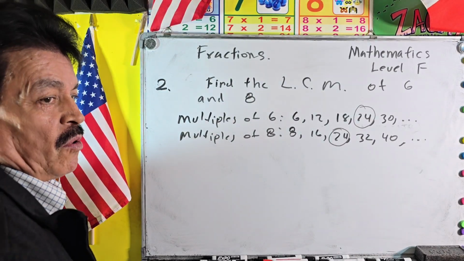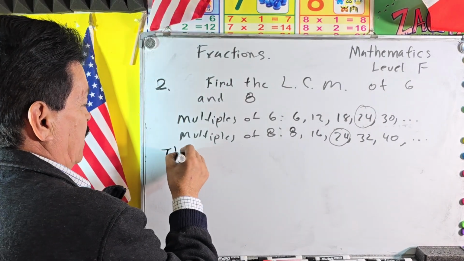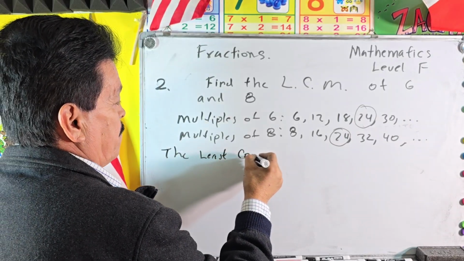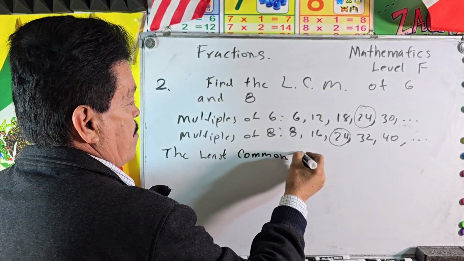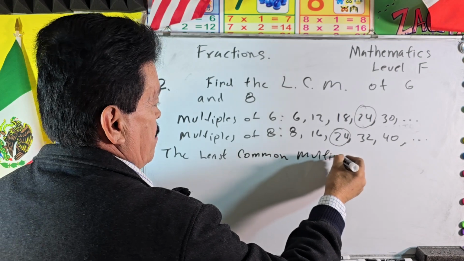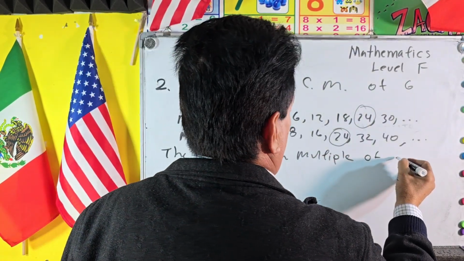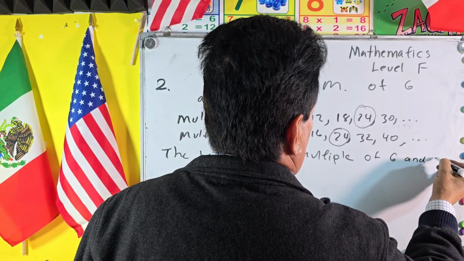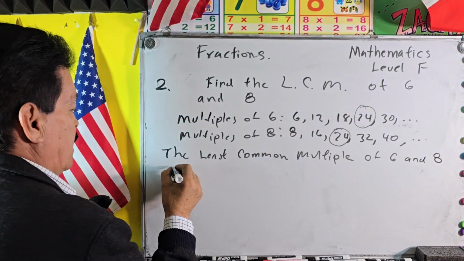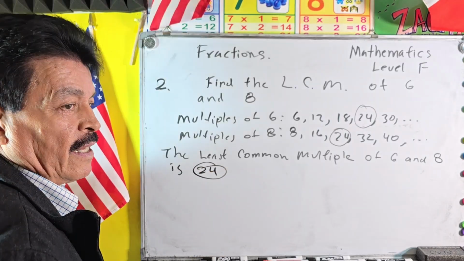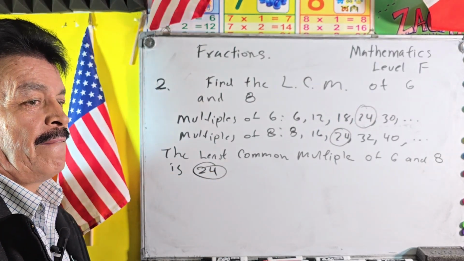So the least common multiple of 6 and 8 is 24, right? It is 24.